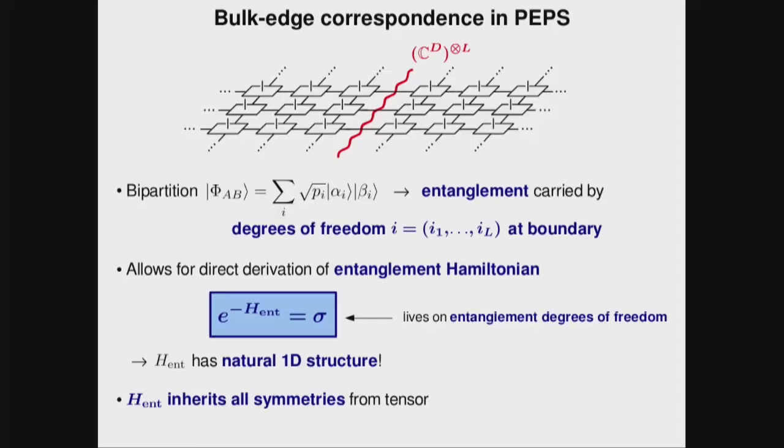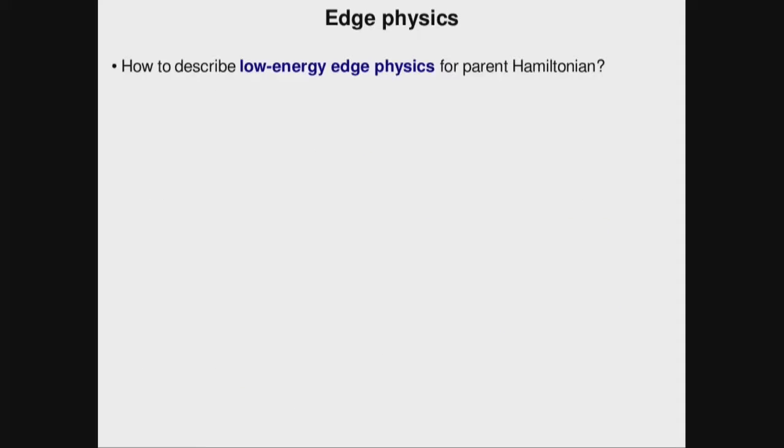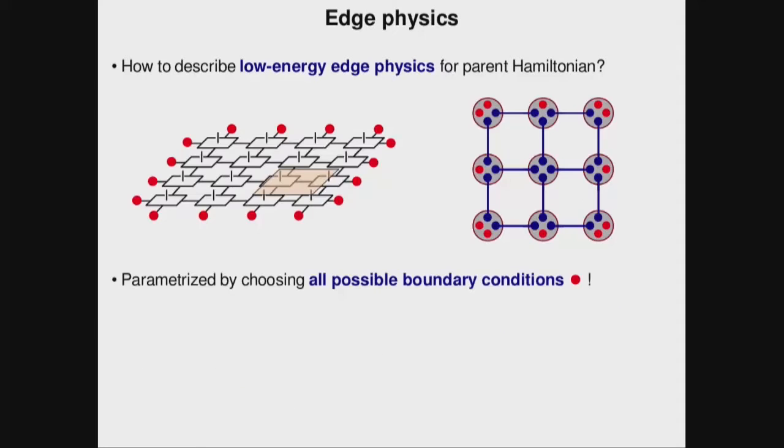The other point was, what is the edge physics? What are the low-lying excitations of the system when I put it on a region which has a boundary? Again, if we do this, it turns out that in tensor networks, or in PEPS, the low-lying degrees of freedom are exactly parameterized by the different boundary conditions, indicated here by red dots I can put at the boundary, or, in this projected entangled pair picture, by the value of the spin sitting at the boundary that I put in before applying the PEPS projection.